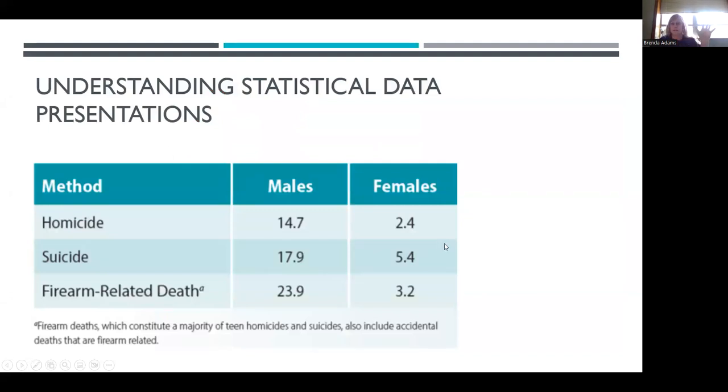So, understanding statistical data. This is firearms death for males and females. They're telling you what the rate is for males with firearms homicide, males with suicide, firearm-related death. So you can just see the differences in those. And there are a lot of different statistical data that will be difficult to understand. This is just very basic, but they want you to be able to read basic statistical data.